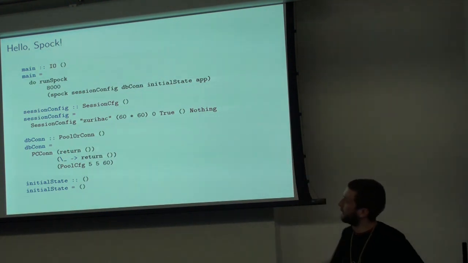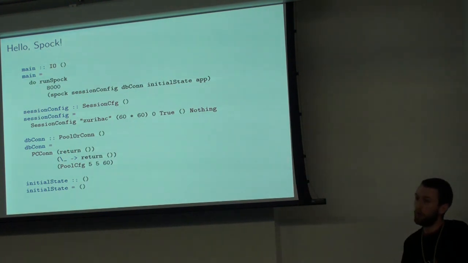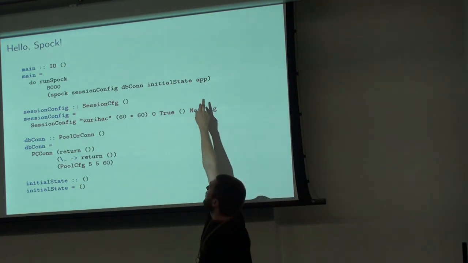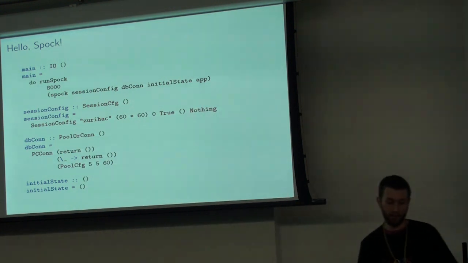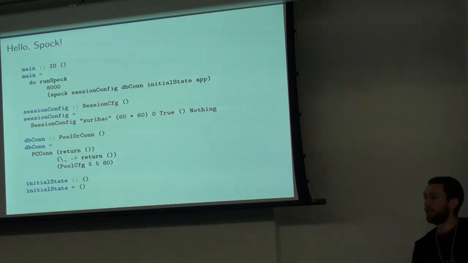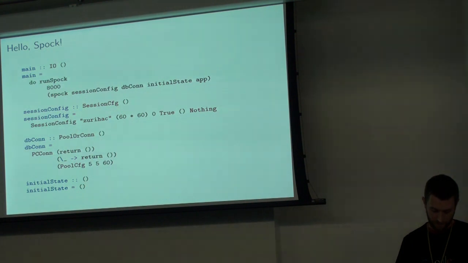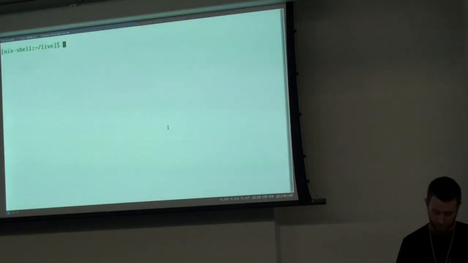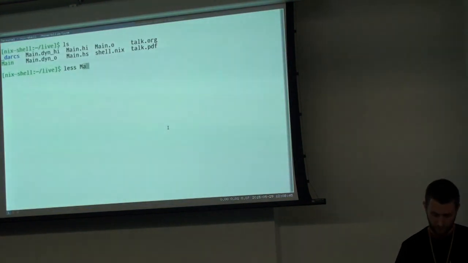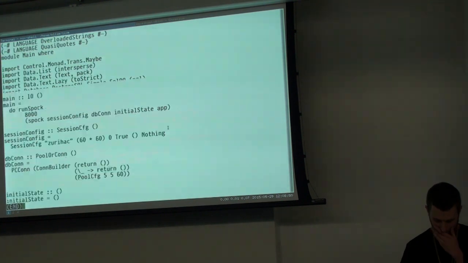But the really interesting stuff is right at the top there. So we use runSpock. We specify that we're going to run on port 8000. And then we pass our app in there to the spock function. And runSpock then is going to give us an executable HTTP server that will work with requests and responses. So I can jump over to my terminal now, and I think I've got that code checked out.